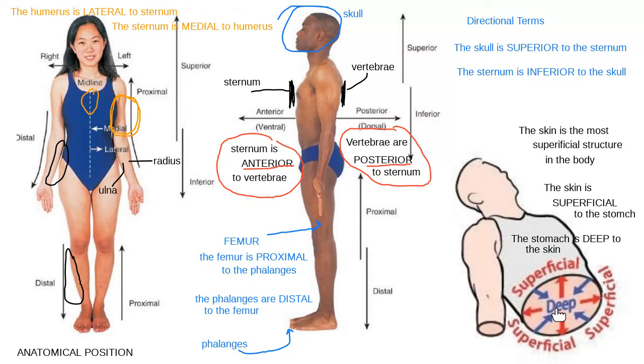So when do we use superficial and deep? When something is being completely wrapped up in something. If you can find it all the way around, kind of like a glove, you're going to use these terms superficial and deep to compare things to each other.